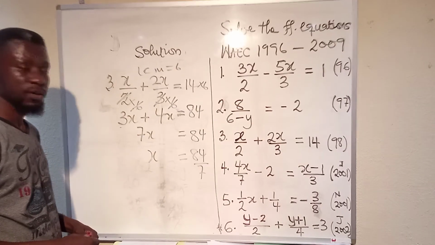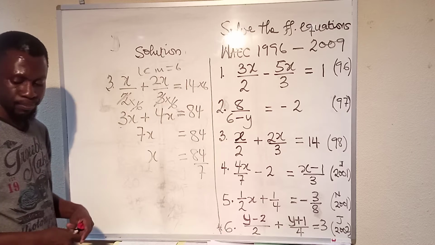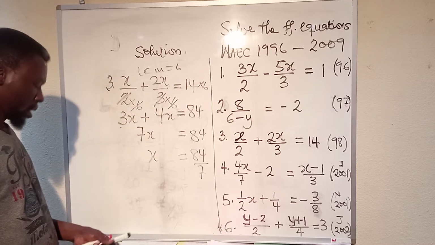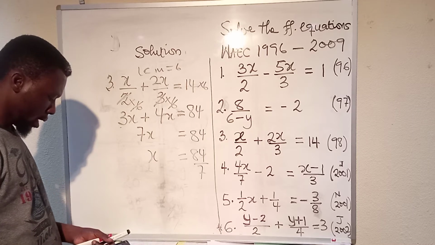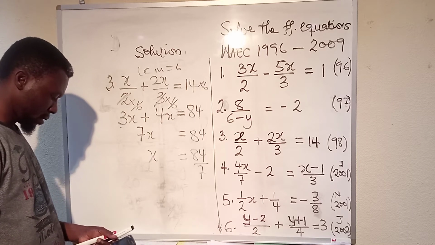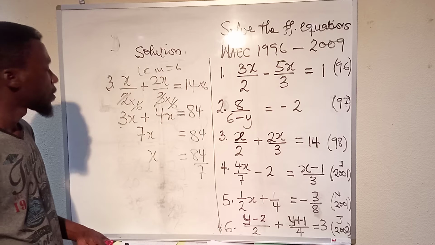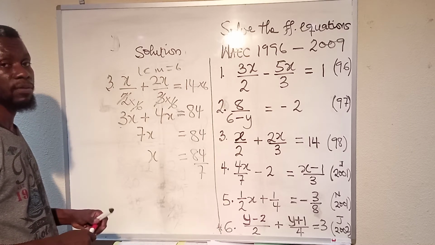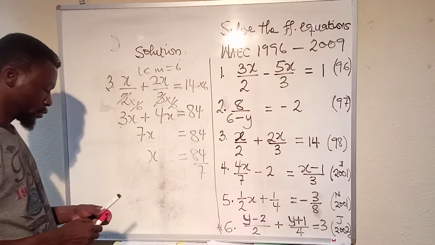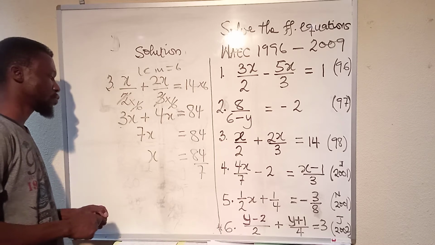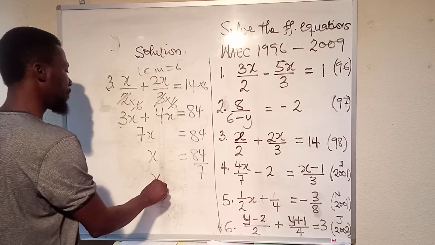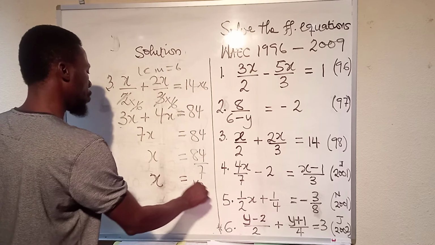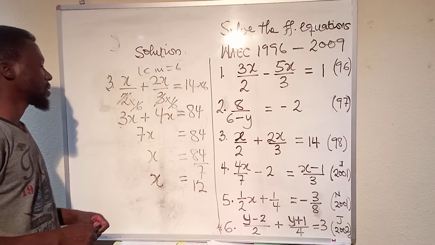We have already said the opposite of division is multiplication. So if you divide your 84 by 7, then that gives you 12. So that is it. 7 times 12 will give you 84. So 84 divided by 7 will be equal to 12. On that note, x is equal to 12.